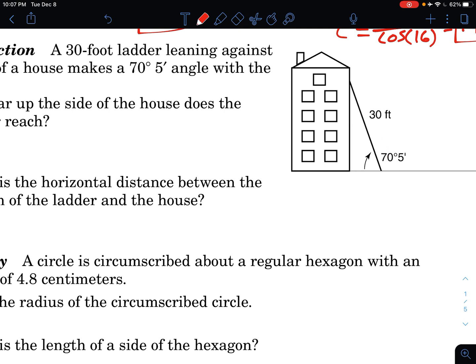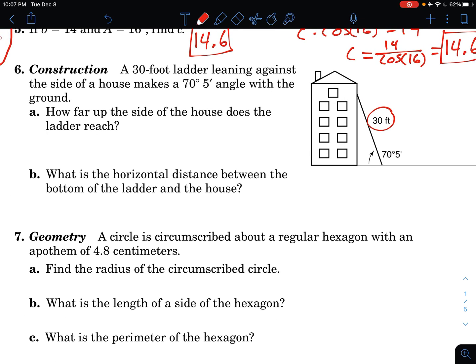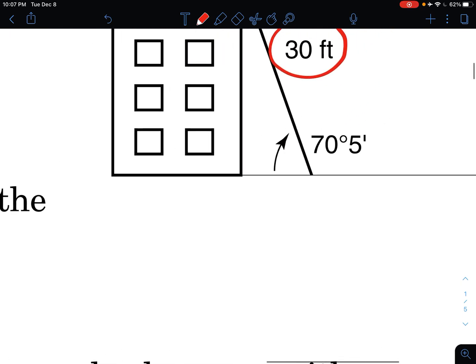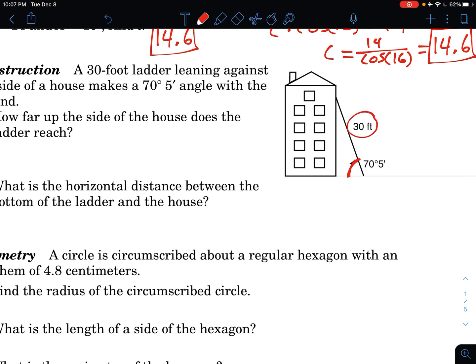Right there. So 30 is our hypotenuse. It's leaning against a house, and it makes an angle of 70 degrees 5 minutes. So the angle right here is 70 degrees 5 minutes.